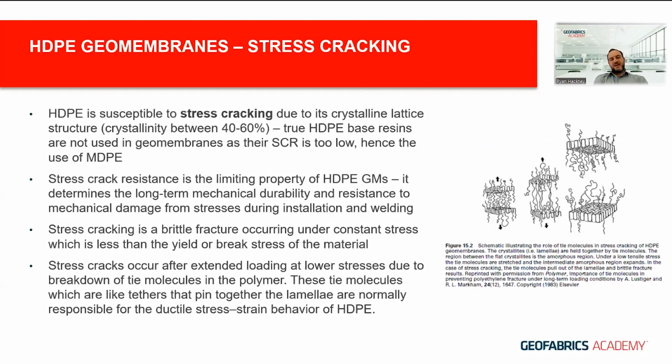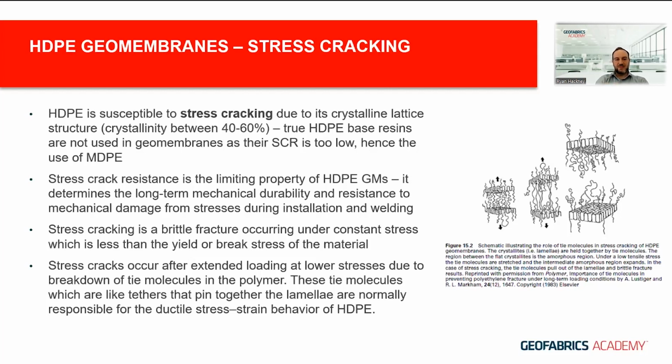So HDPE, it's susceptible to stress cracking. So one of the fundamental properties of HDPE is its stress crack resistance, and HDPE is susceptible to stress cracking due to its crystalline lattice structure. So the crystallinity of HDPE is between 40 and 60%, and we don't use true HDPE-based resins in geomembranes. This is because they have that high level of crystallinity, and therefore the stress crack resistance would be too low.